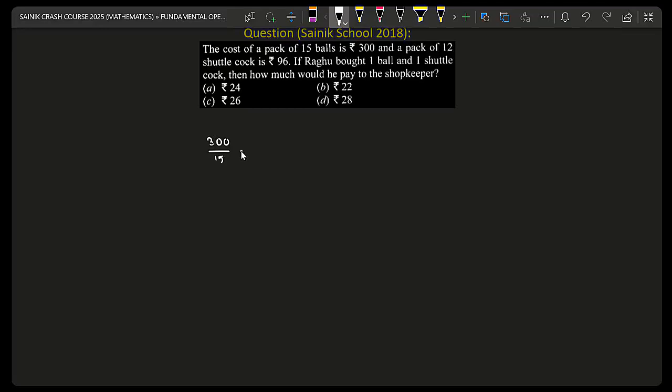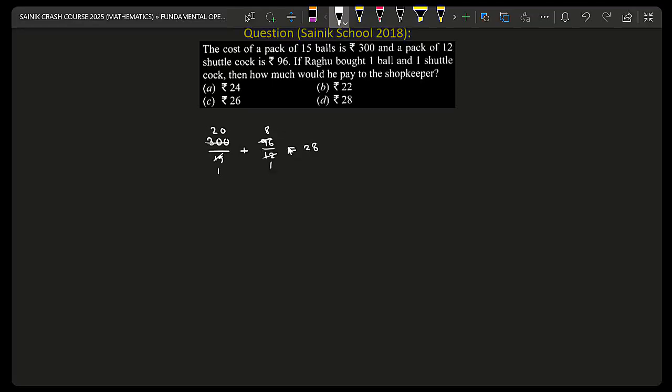Yes, sir. 15 ones are 15, 15 twos are 30, and this is 0, so 20. Plus, I want the cost of one shuttlecock. Sir, 96 divided by 12. Now you can do it directly. 12 ones are 12 and 12 eights are 96. So 20 plus 8, it is 28.